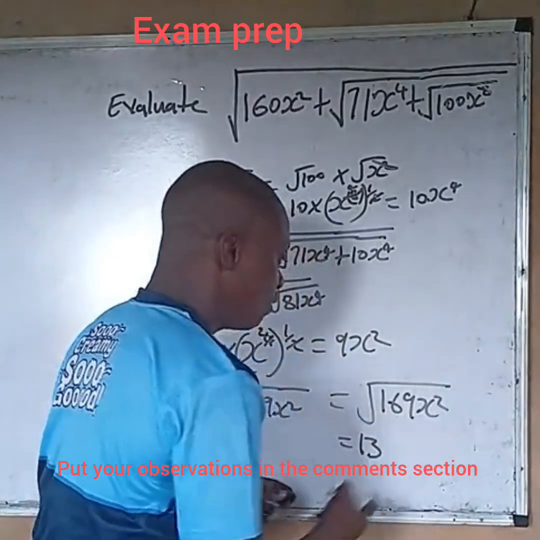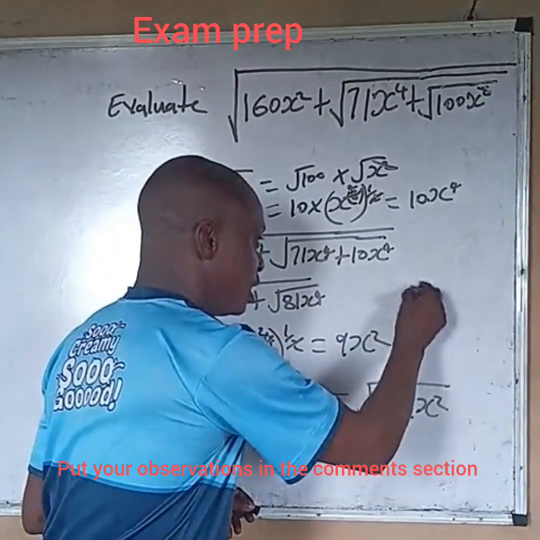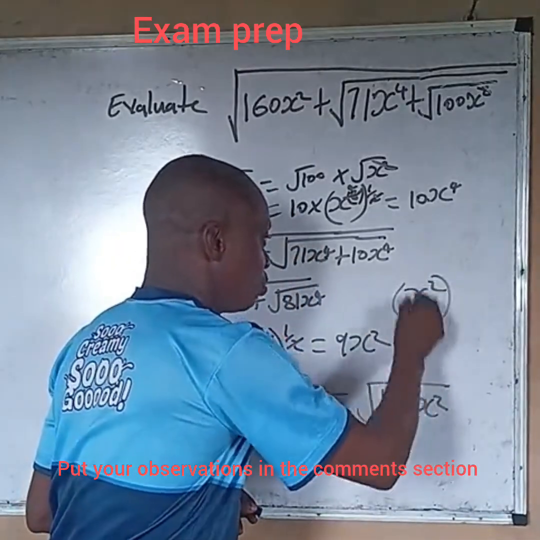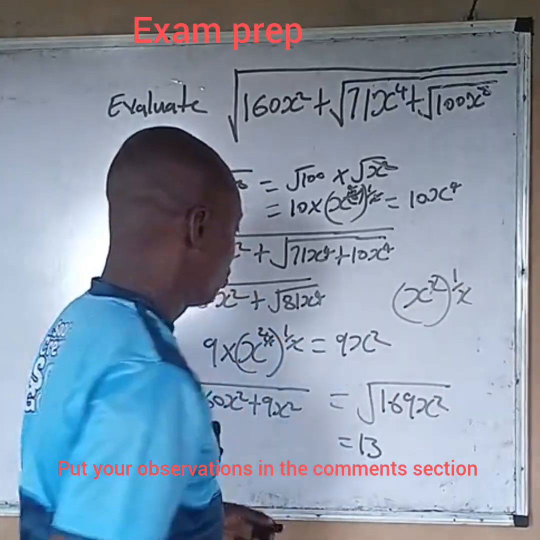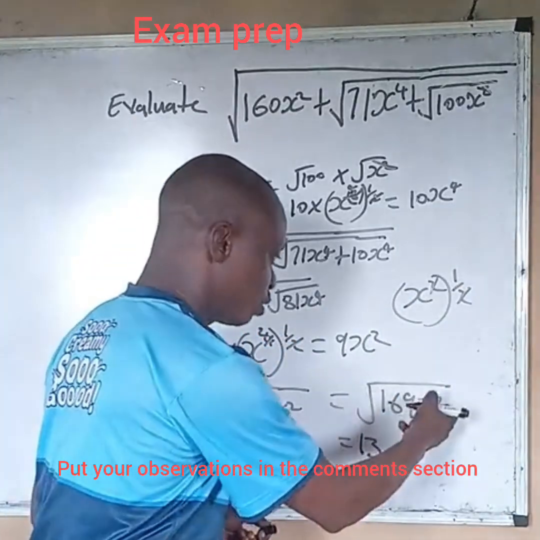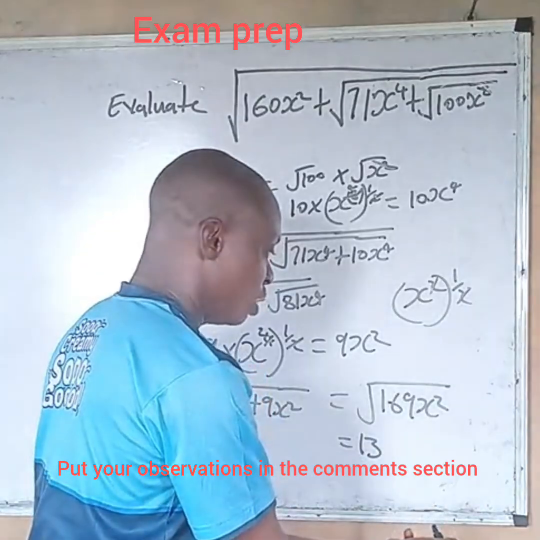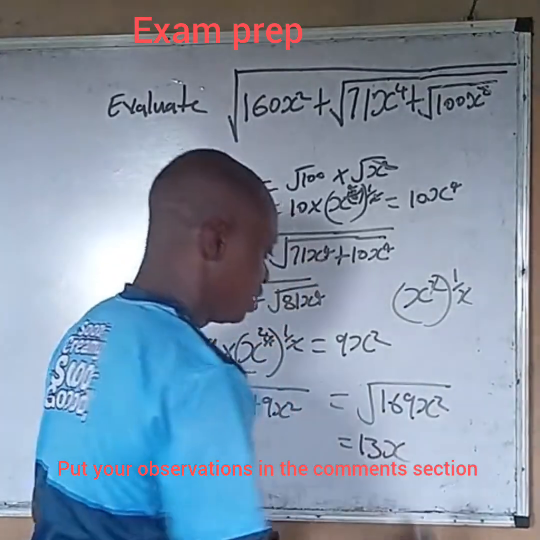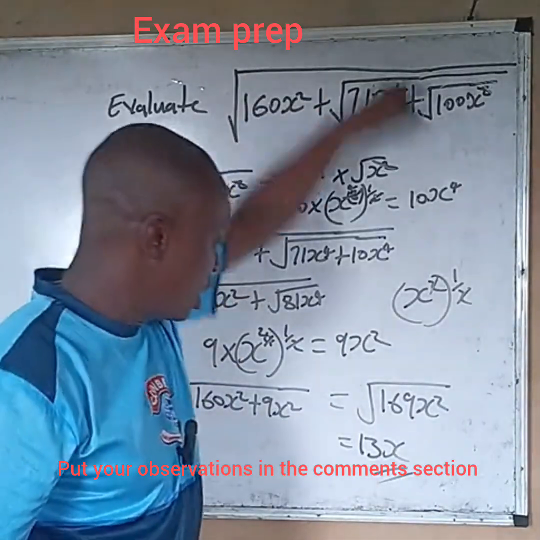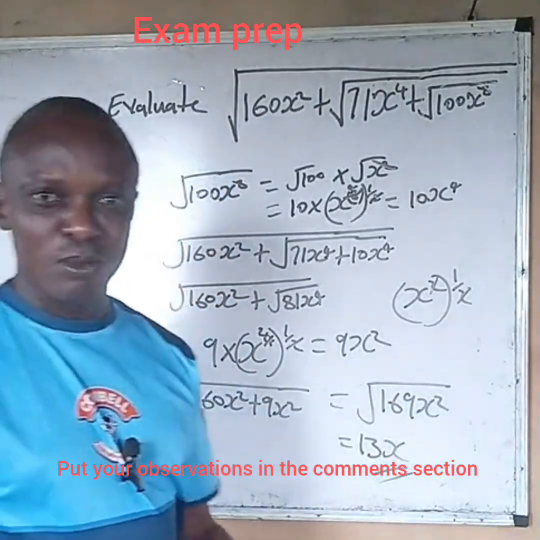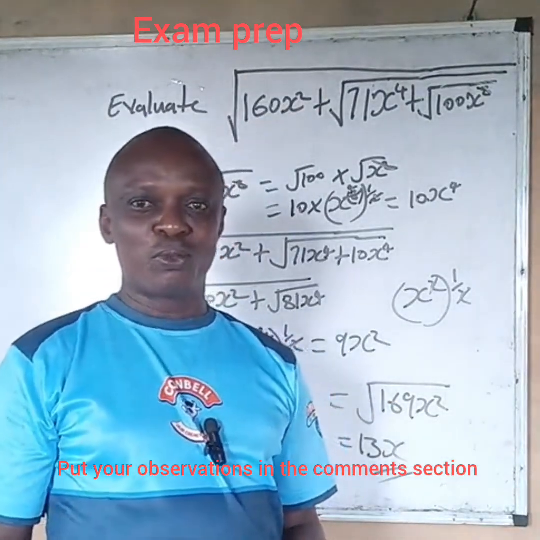Then the square root of x squared, like I did the other one. Square root is half, so 2 will cancel 2. So the square root of x squared is x. Which means your answer to the entire question is 13x. I hope that is simple. Thank you for watching.